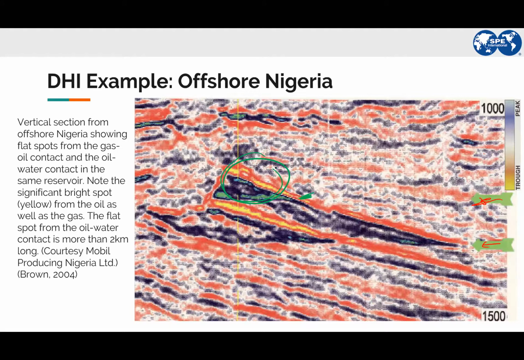Because it was going from shale to gas bearing sand, which is a very high contrast in AI, to now shale to oil bearing sand, which is lower. So it sort of dims out, right?